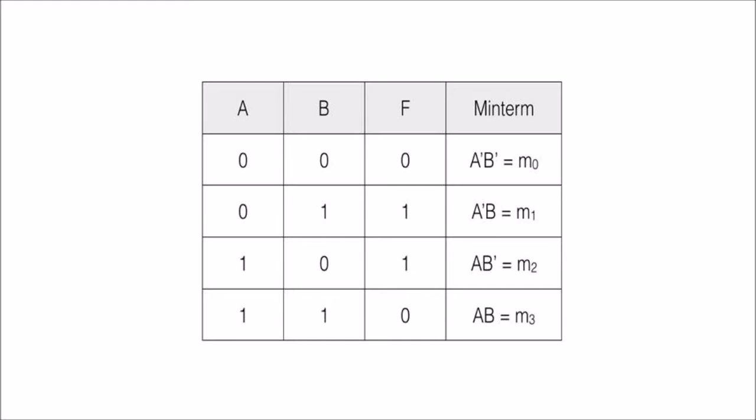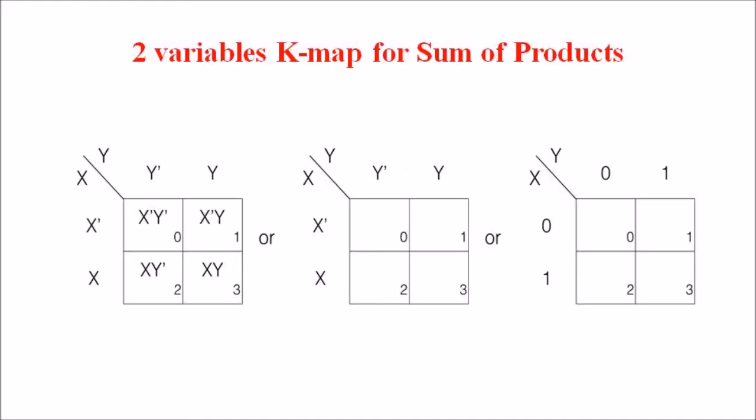Firstly, we are discussing the 2 variable KMAP for SOP. Let us say we have 2 variables x and y, then there will be 2 raised to 2, which is equal to 4 cells in a KMAP. Each cell has a subscripted number at the bottom right corner. It is the value of the minterm. So, if a cell has the number 2, then it represents the minterm M2. If the cell has 3, then it means the minterm M3. If the cell is 0, then it means the minterm M0.